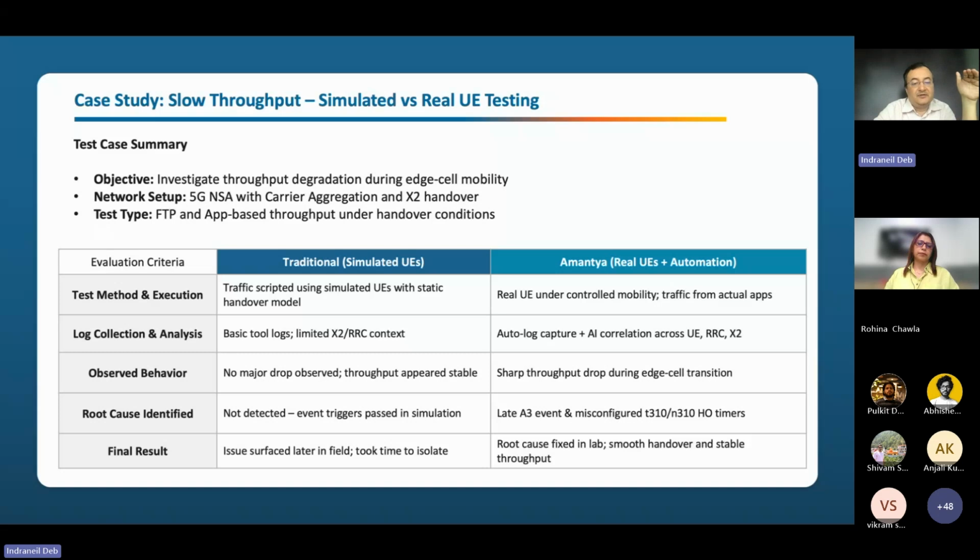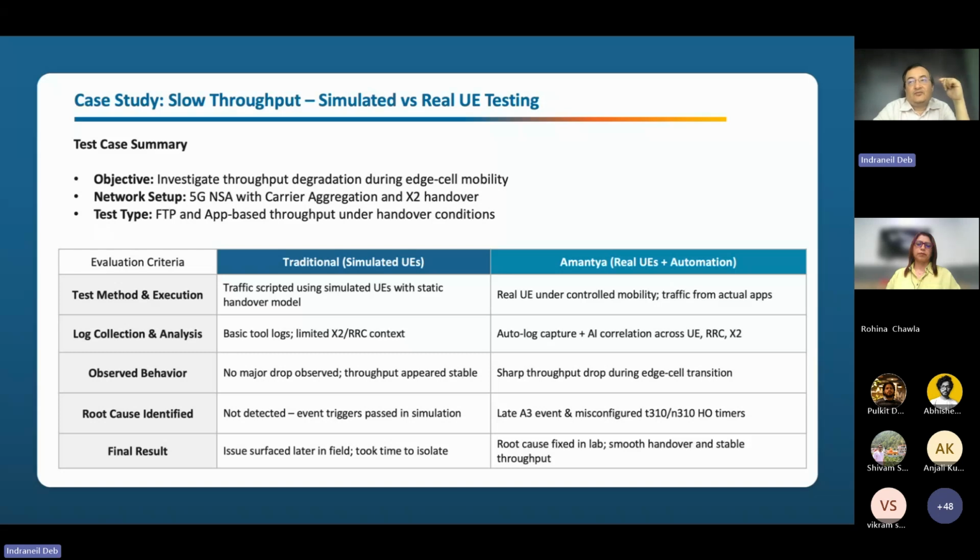The throughput appeared stable. But when we moved over to the real UE setup, we found that when the handovers were happening, there was a significant drop in the throughput. The end user experience obviously was getting impacted.